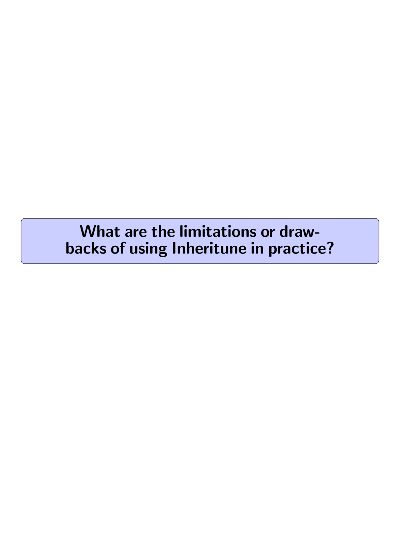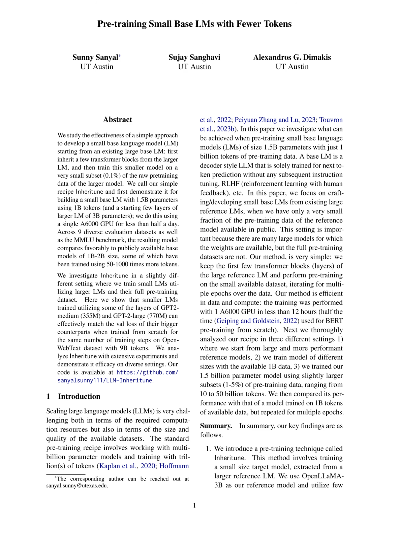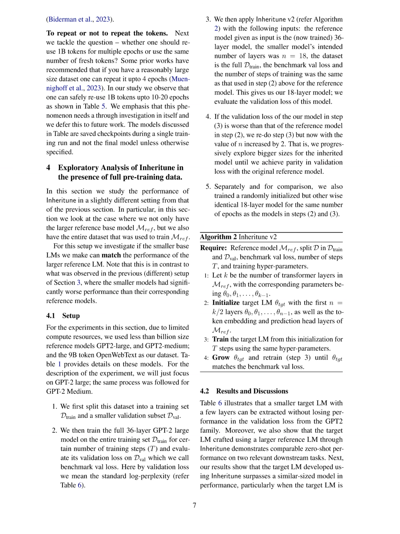What are the limitations or drawbacks of using Inheritune in practice? The limitations or drawbacks of using Inheritune in practice include the fact that it requires access to a larger reference model and a small fraction of its pre-training data, which may not always be available. Additionally, the performance of the smaller base LM developed using Inheritune may not always match that of the larger reference model, especially in scenarios where the smaller model is trained from scratch for a longer duration.